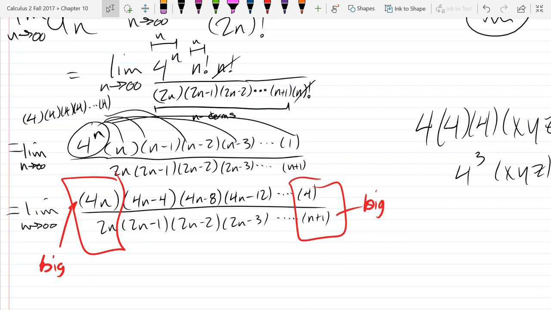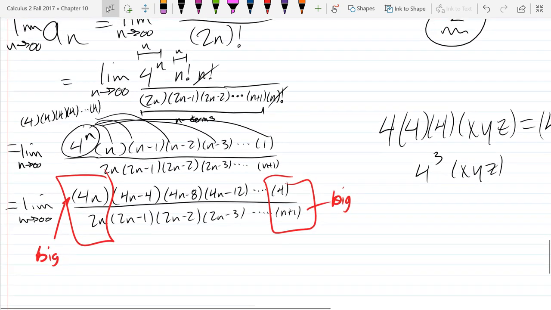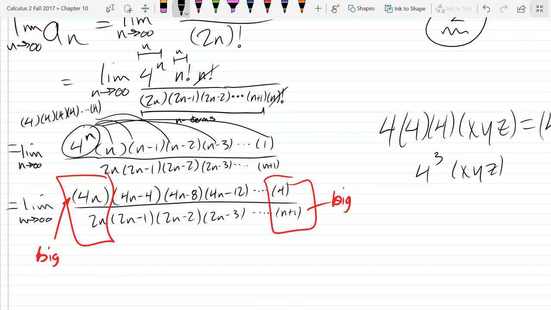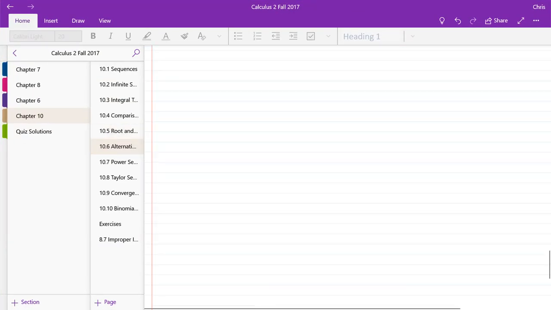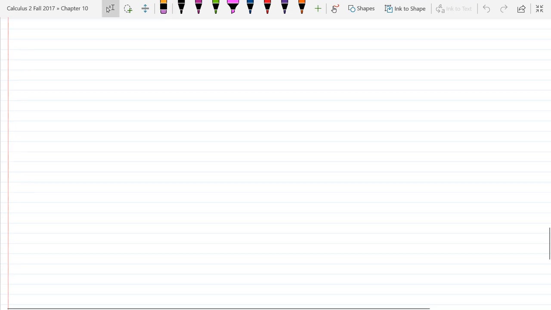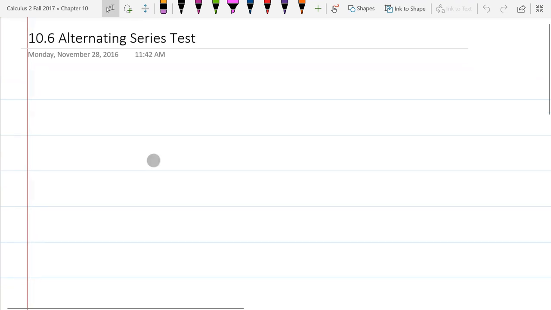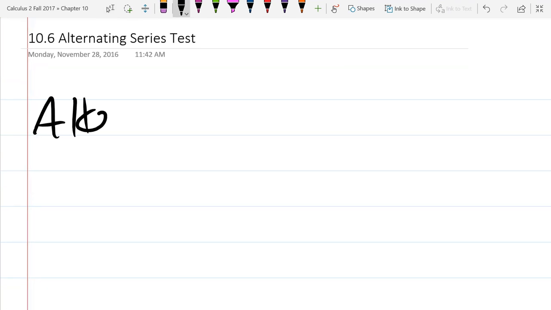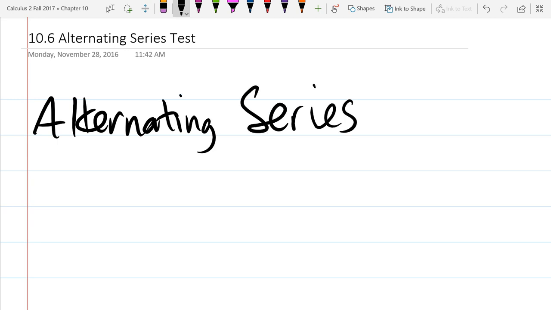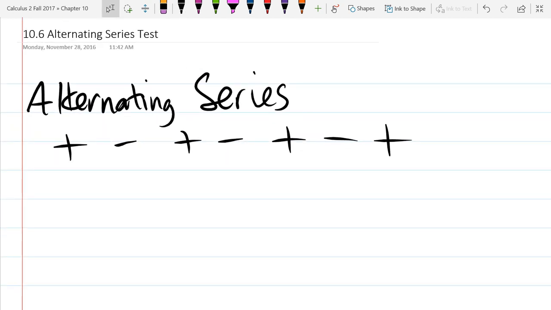All right, let's jump into alternating series. Alternating series is probably the easiest section in this entire chapter. An alternating series either goes plus, minus, plus, minus, or starts with a minus and alternates. So alternating series just means it goes positive, negative, positive, negative.